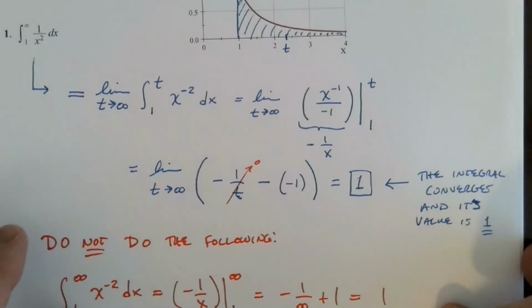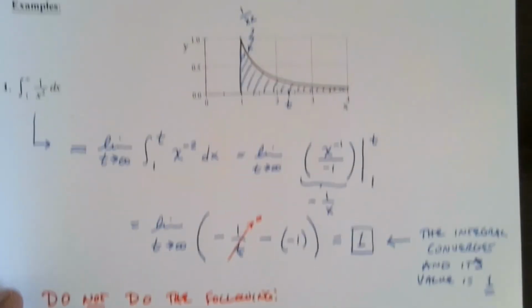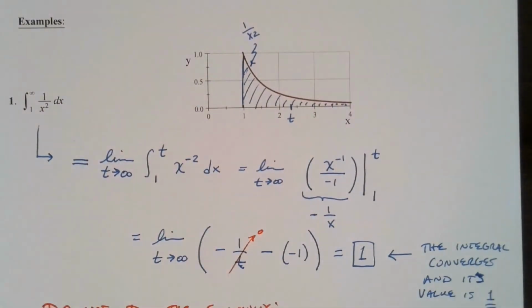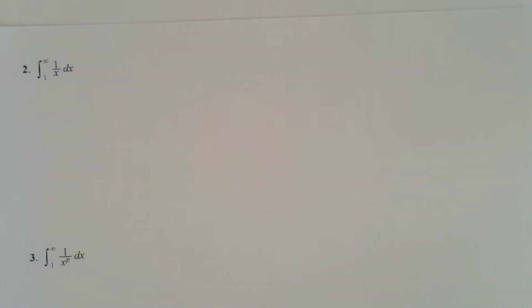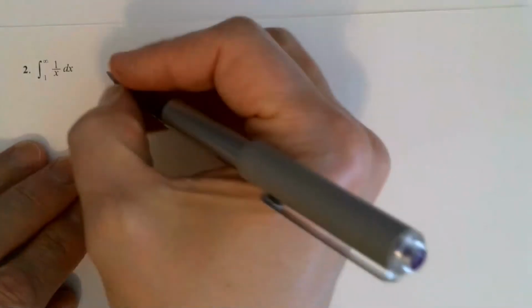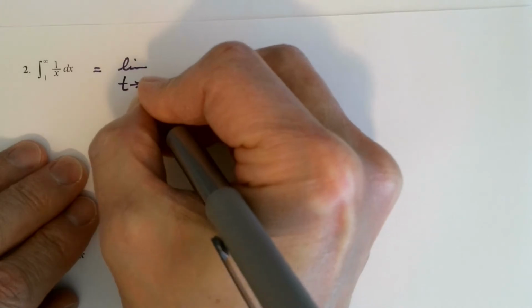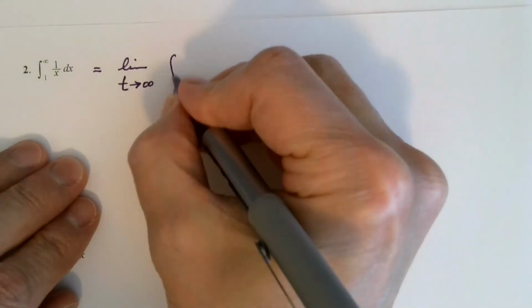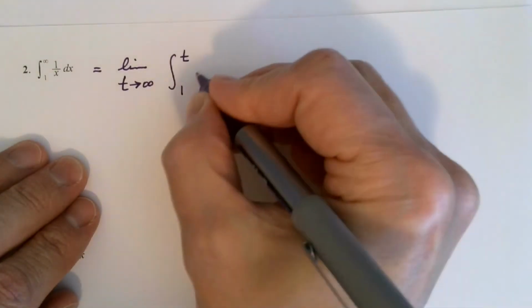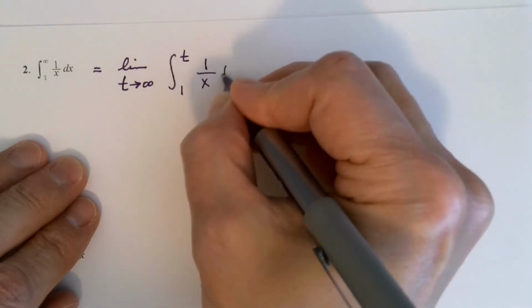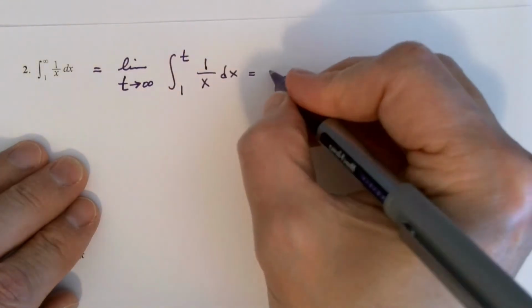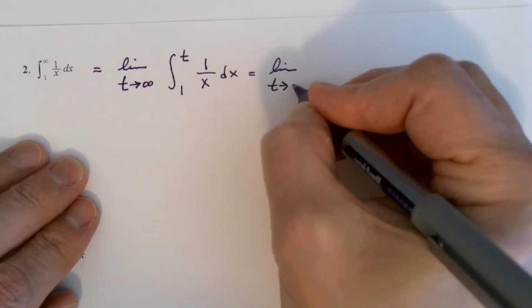The correct notation. Okay, let's look at another example. Very similar to the one we just did. Instead of 1 over x squared, we're going to do 1 divided by x. So again here, I'm going to take the limit as t goes to infinity, 1 to t. I'm going to leave it as 1 over x this time, because what's the antiderivative of 1 over x?